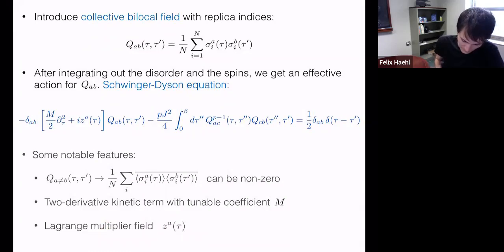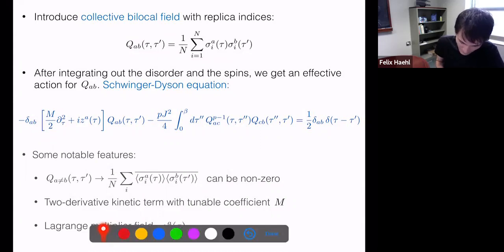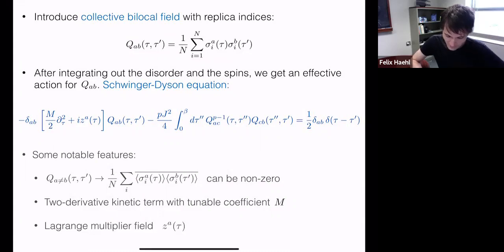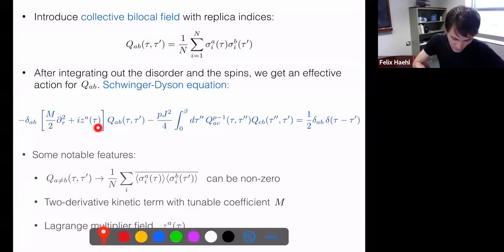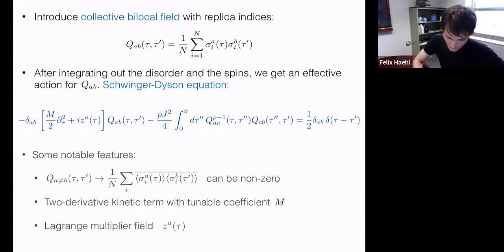Another feature to note is that the kinetic term now has 2 derivatives and a coefficient m that's a parameter of the model. And finally, we have this Lagrange multiplier z. It also shows up in the equation of motion, and that's going to play an important role. This Lagrange multiplier was responsible for implementing the spherical constraint.